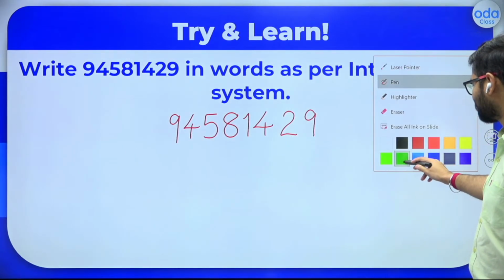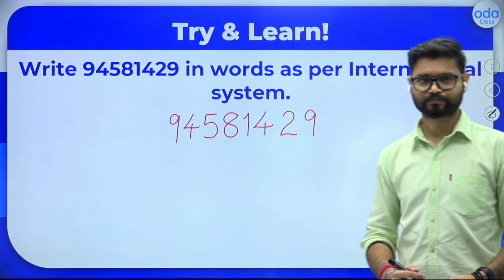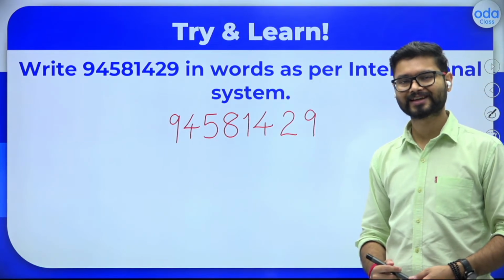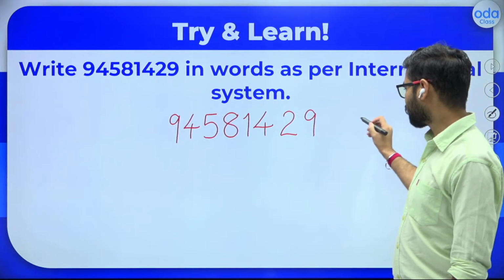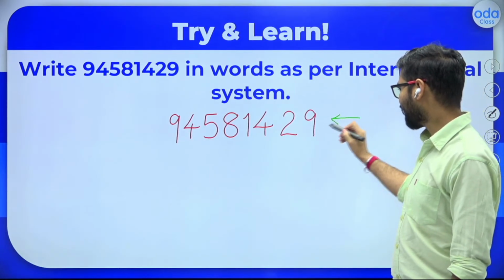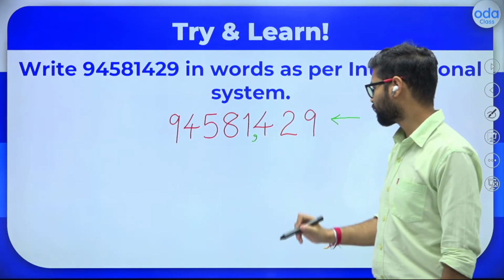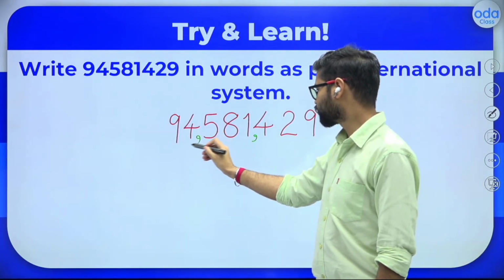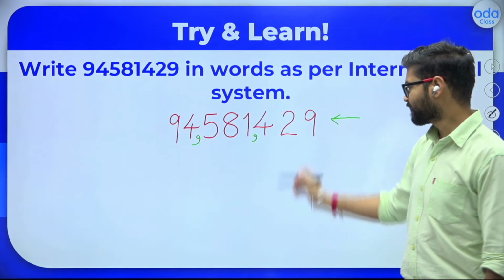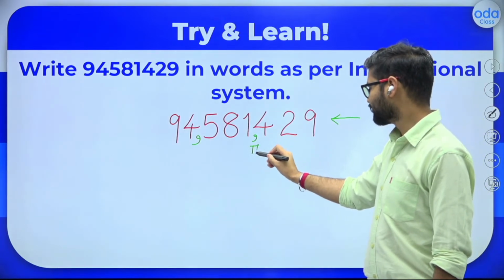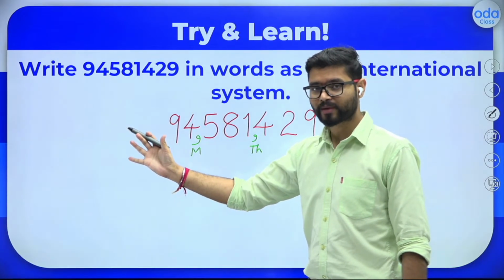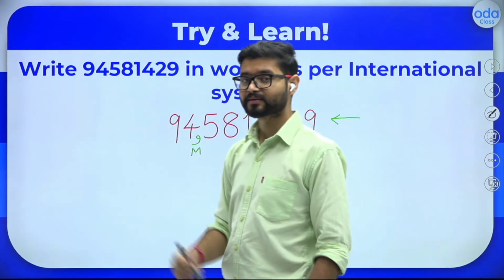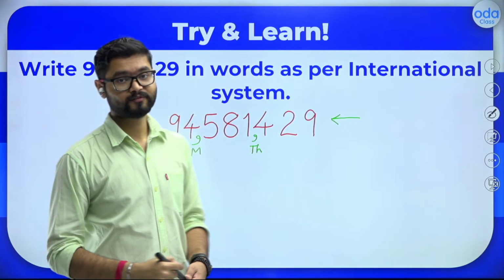Okay, I hope you have done that. Let me start helping you. I know some of you have done it already. So place the commas from the right hand side. After 3 digits, put a comma. The very first comma is for thousand. The second comma is for million. If we have one more comma, that will be for billion.